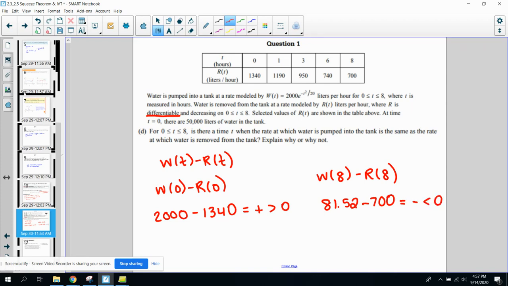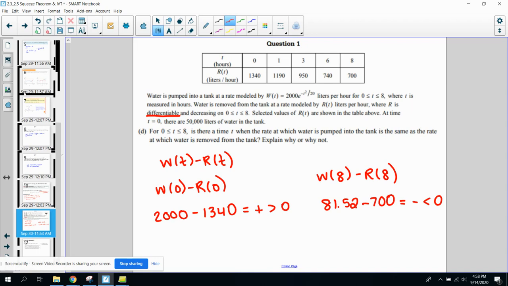So since I've checked both endpoints, the 0 and the 8, and I see that the sign does change, it goes from positive to negative, at some point between 0 and 8, some t value, my W of t minus R of t is going to be exactly equal to 0. So the rate at which the water is being pumped in and the rate that the water is being pumped out at some point will be equal.